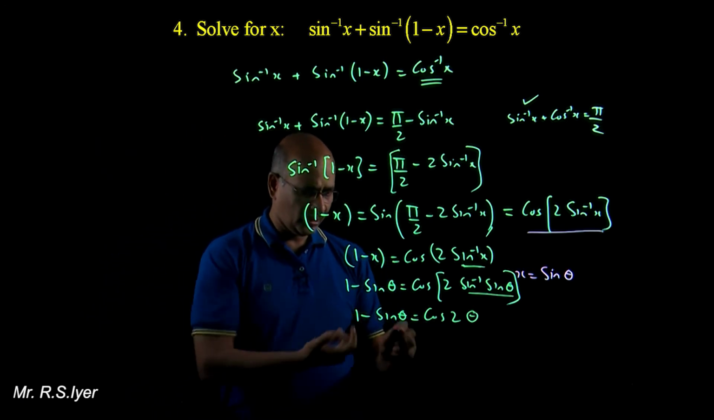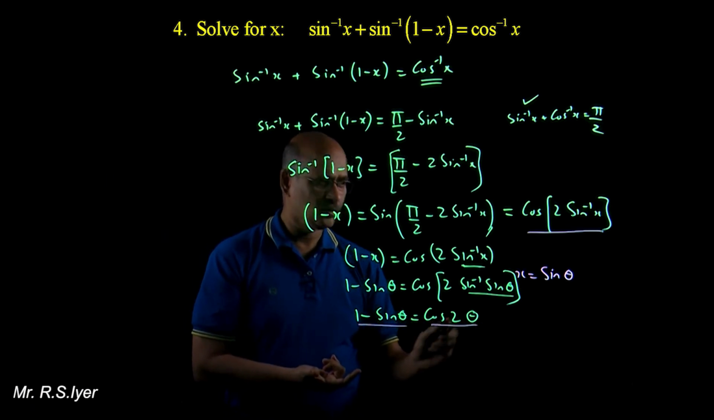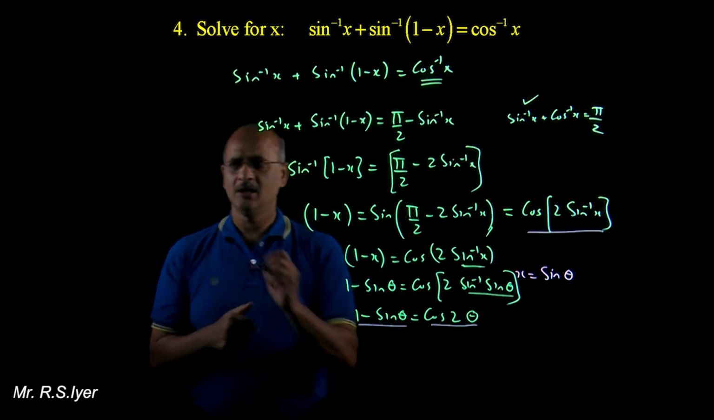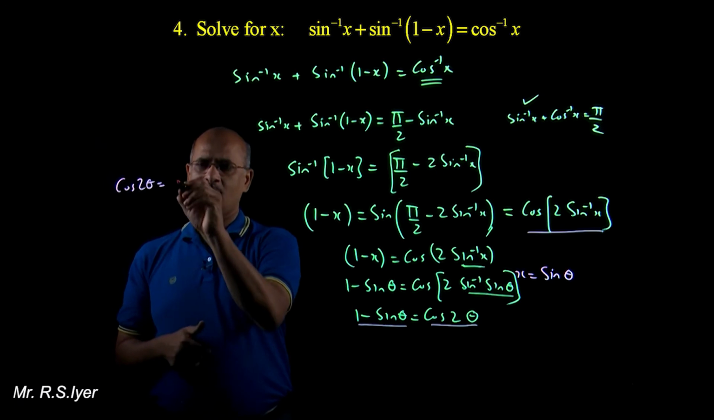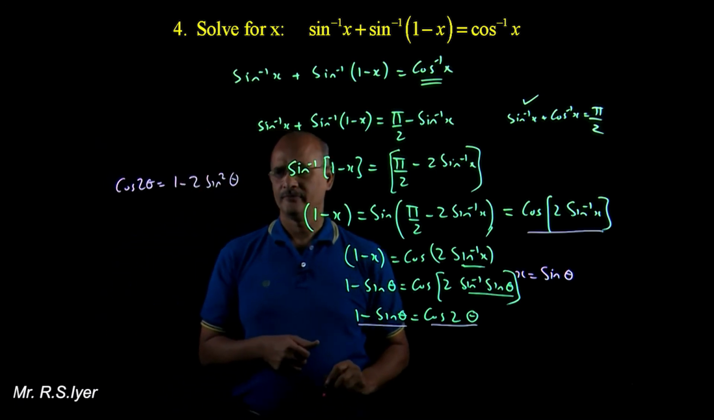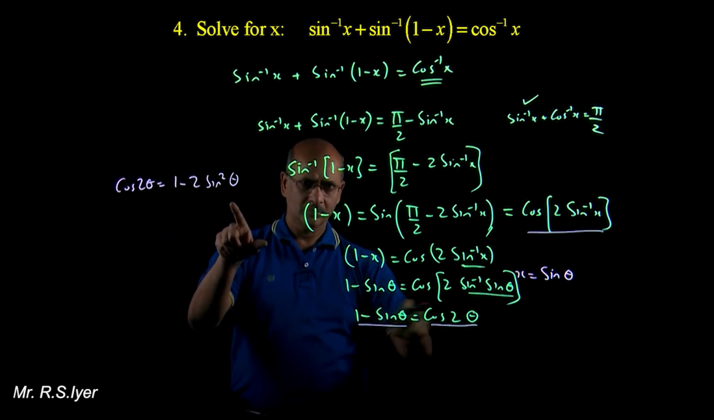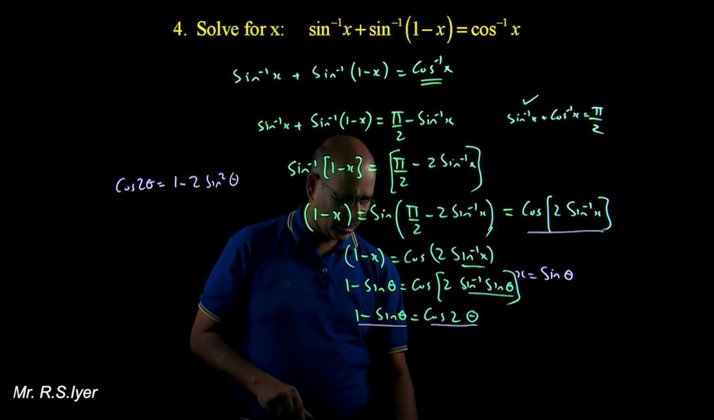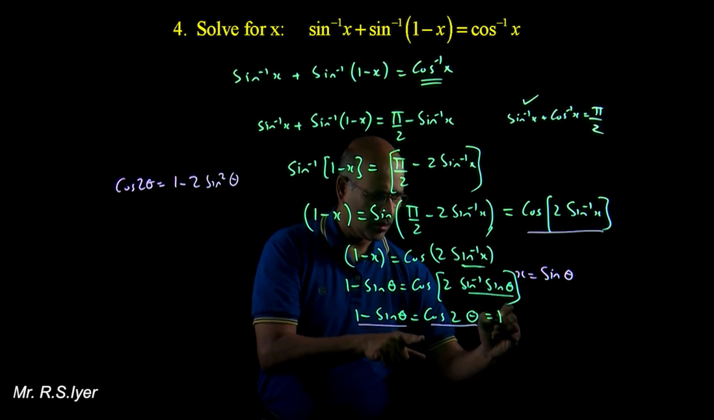Cos 2 theta. Now here there is sine theta, right? Can I change this cos 2 theta into sine? Yes. If you remember the formula, cos 2 theta is nothing but 1 minus 2 sine square theta. Do you remember this? Why? So that the sine theta will become compatible in this case.